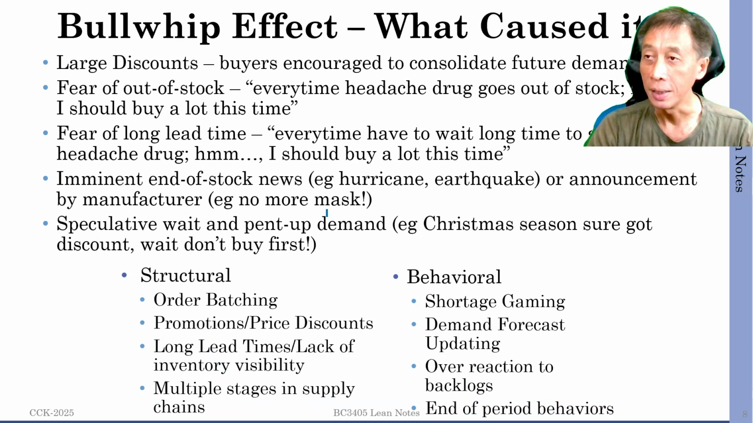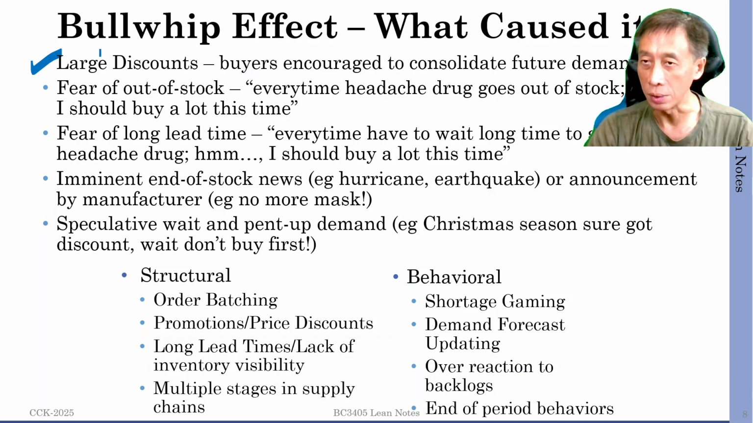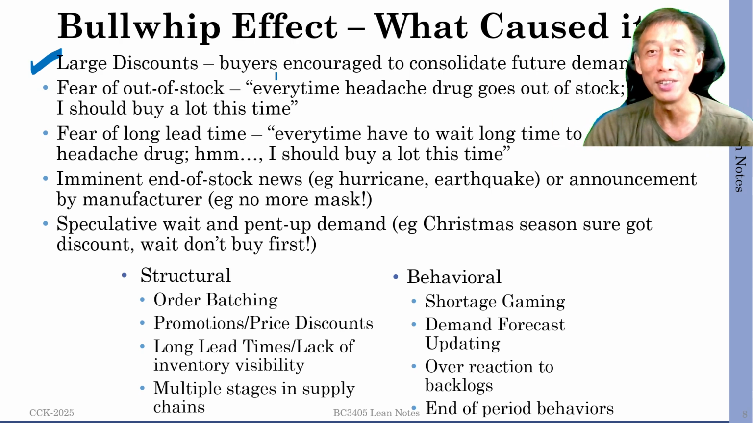Okay, next, let's look at what caused the bullwhip effect. Large discounts. These are by no means an exhaustive list, but the primary, notable causes, right? So large discounts. When there are discounts, what happens? That's like supermarkets saying buy, signaling for mass reaction. Let's run towards the potato chips counter and buy. Let's buy, like 80% discount.